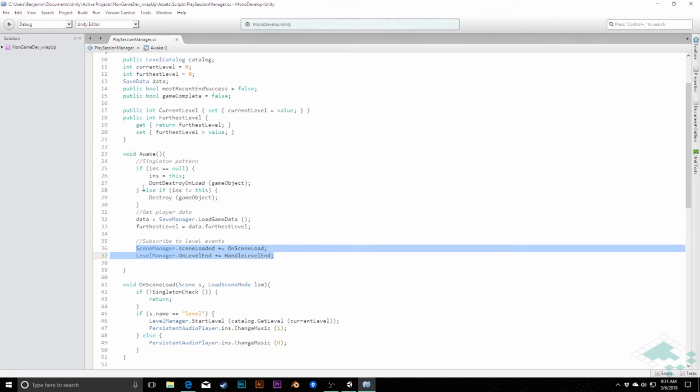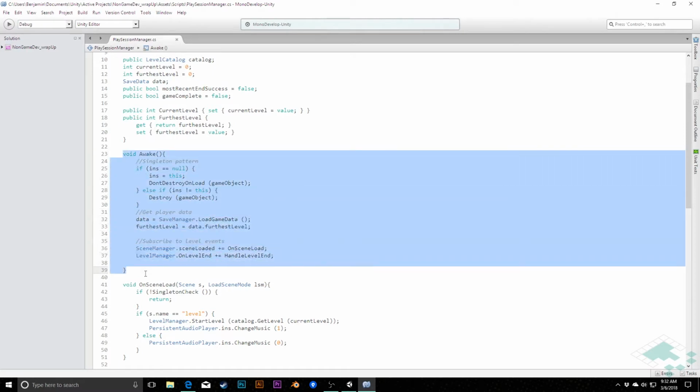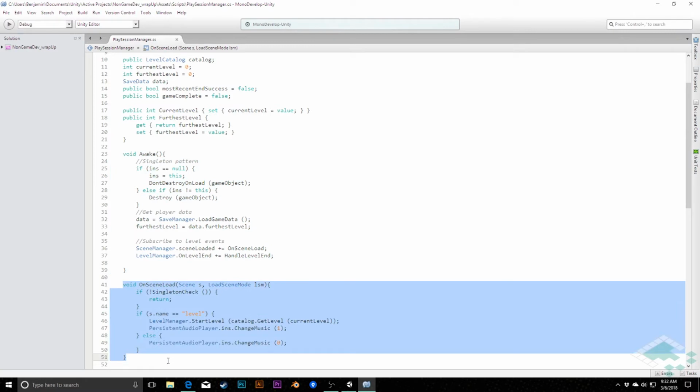And the reason for that is that when you call Destroy GameObject, that actually doesn't happen until the very end of the frame that it's called on. So even though we're telling any extraneous play session managers to destroy themselves, they still exist for the remainder of this Awake method, as well as down here, as well as for things like when OnSceneLoad is called.